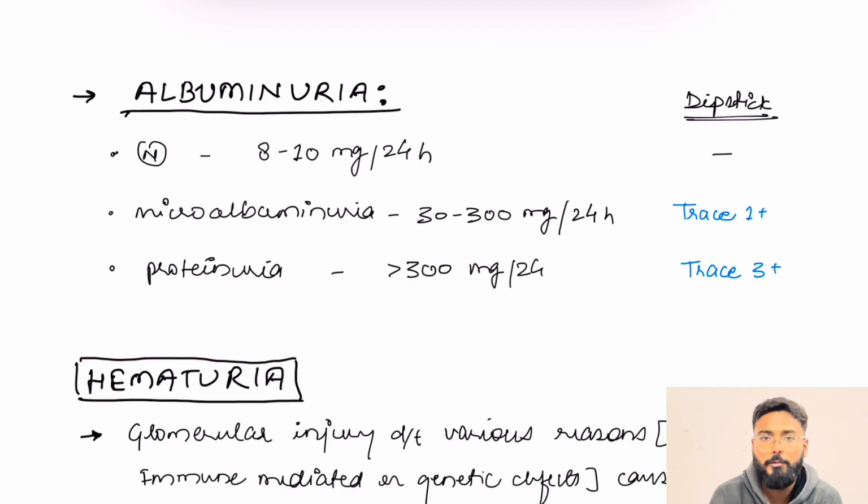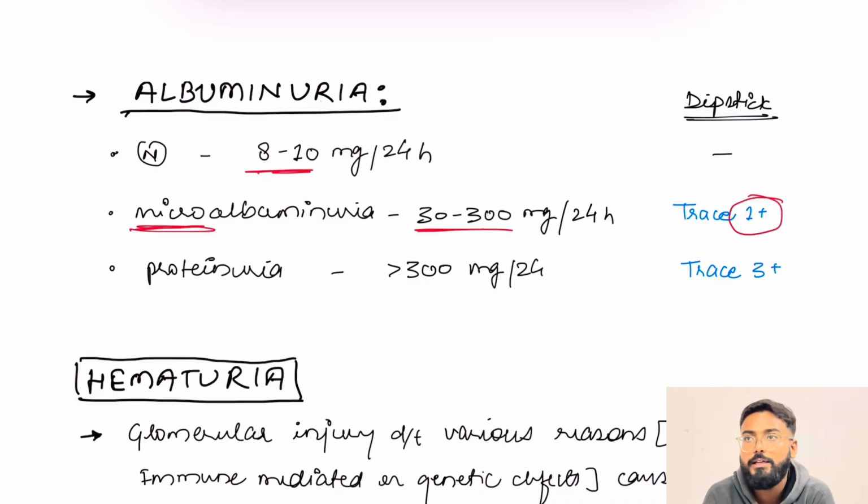So normal albuminuria is 8 to 10 milligrams per 24 hours. Microalbuminuria is when the albumin is 30 to 300 milligrams in 24 hours, and in dipstick it is said to be 1 plus. So whenever you say there is albuminuria 1 plus, that is your microalbuminuria, and beyond that you are going to say it proteinuria.